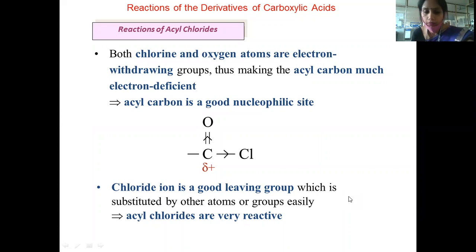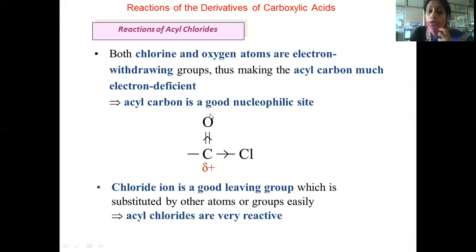So there are many derivatives. There are acid chlorides, amides, anhydrides, esters. We will take up each one of them one by one. So let's start with acid chlorides or the acyl chlorides. If you see the structure of the acyl chloride, there is COCl.